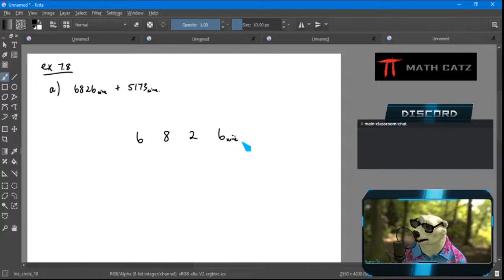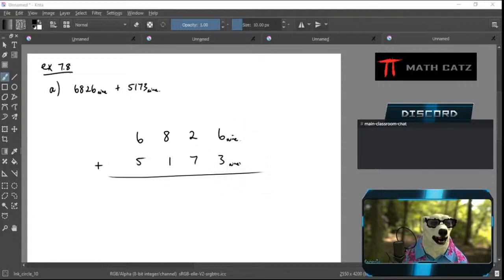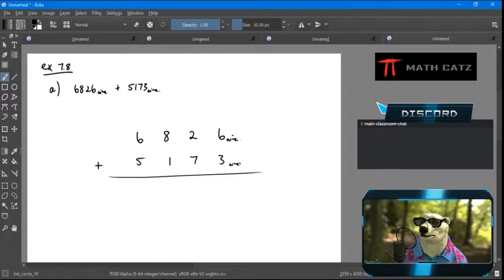I'm adding 5173. Nothing is going to change in the method. I just have to now be very aware that I'm counting in groups of 9. Groups of 9. That is really the only thing I need to pay close attention to.